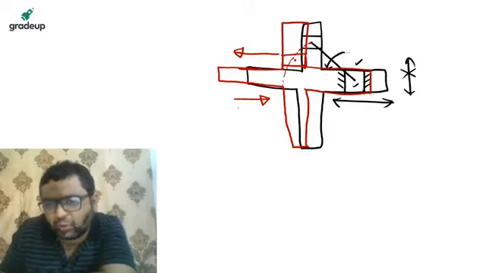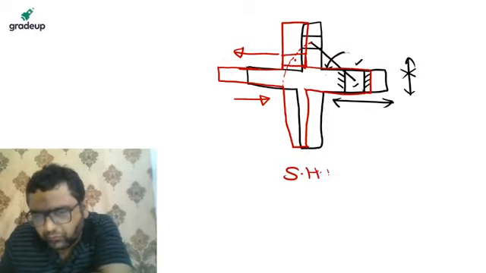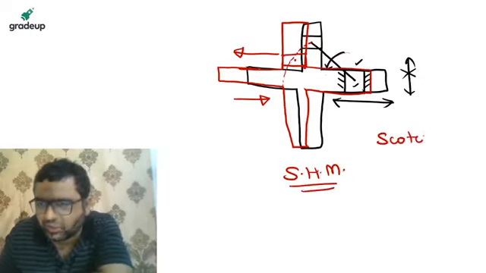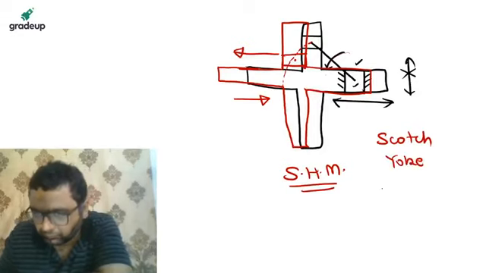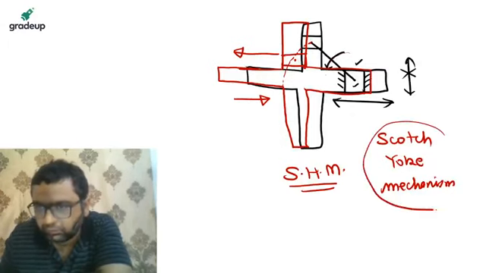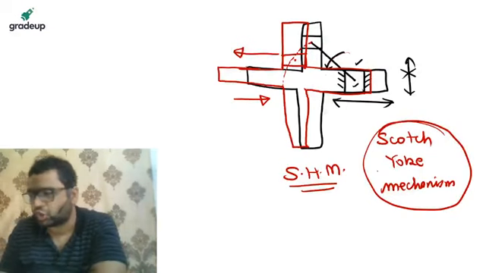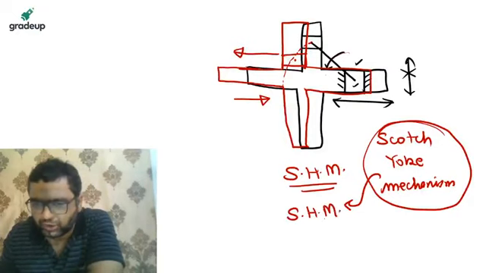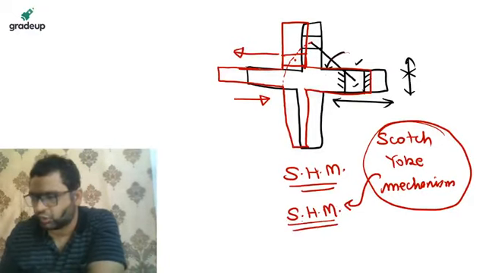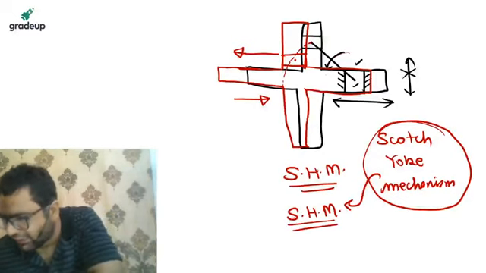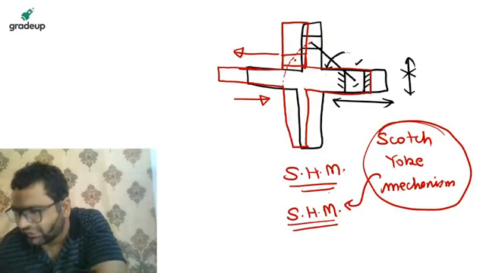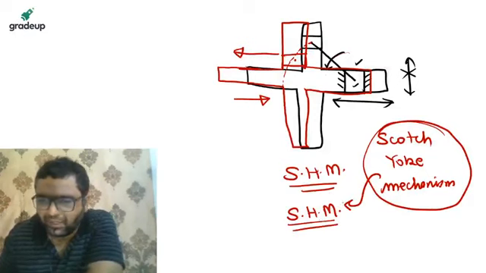So my dear, you can see this motion is like simple harmonic motion. So this mechanism is known as the Scotch yoke mechanism, and this is used to produce simple harmonic motion. It is a sine function. So it is going to give you simple harmonic motion.